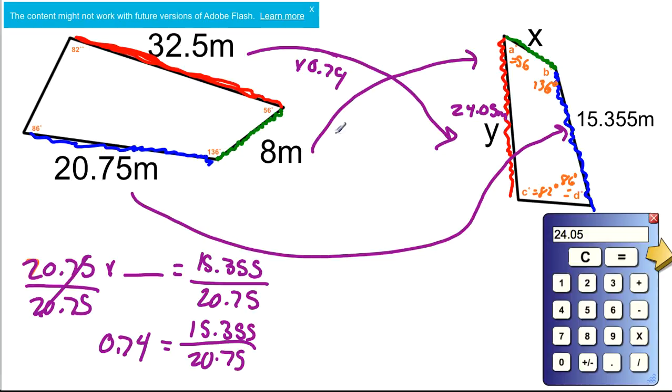And my tiny side over here, again, I'm going to multiply that by 0.74 since that's my scale factor. So 0.74 times 8 is going to give me 5 and 92 hundredths meters.